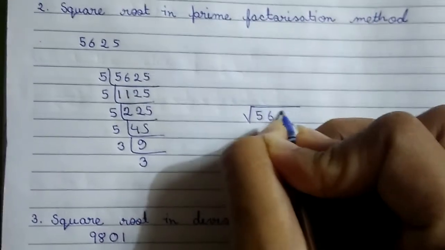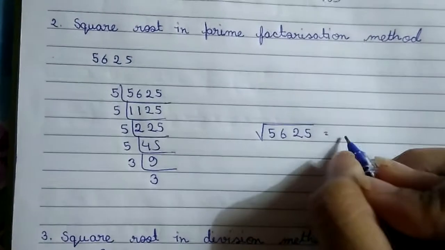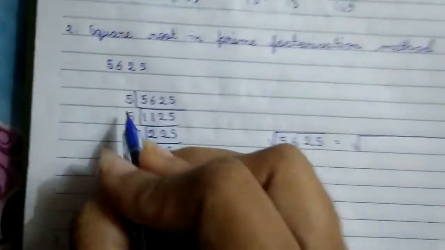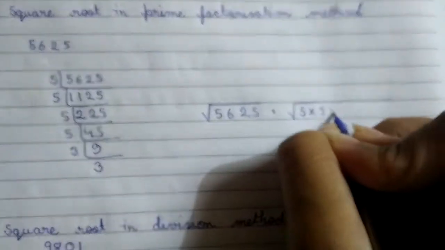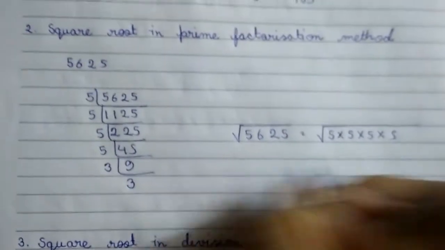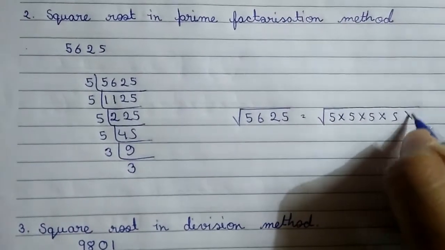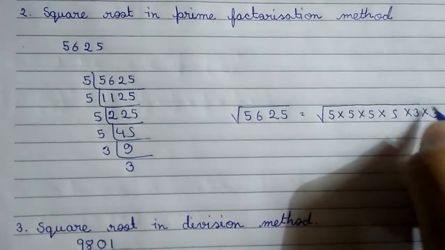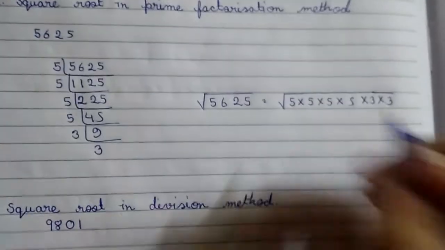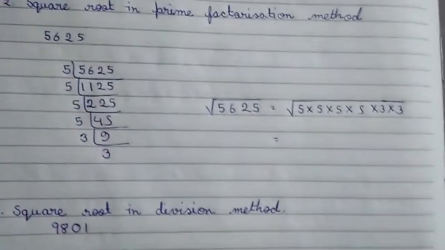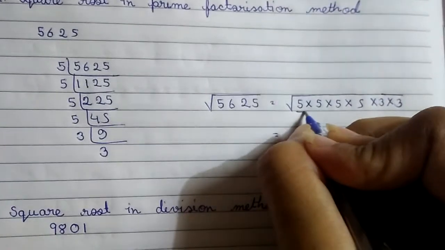Now, the square root sign is this kind of sign. And now you can write all the 5s: you get 1, 2, 3, 4, so 5 into 5 into 5 into 5. And then you got 3 into 3. Now, to remove this square root, we will take one number for each pair.